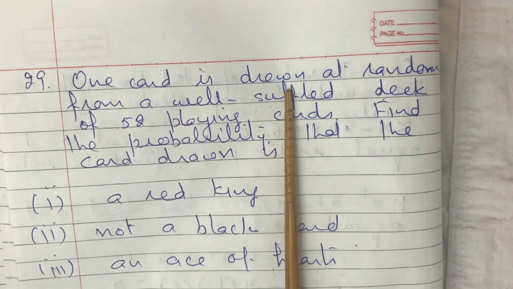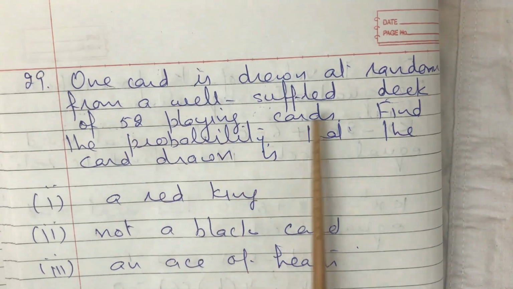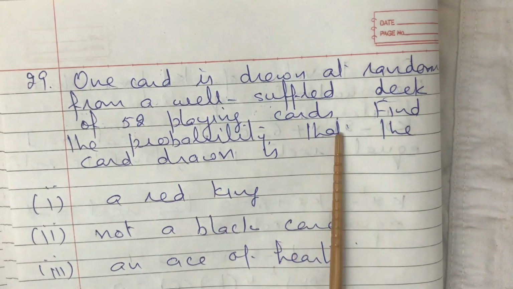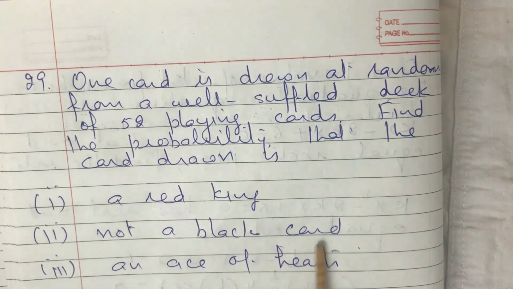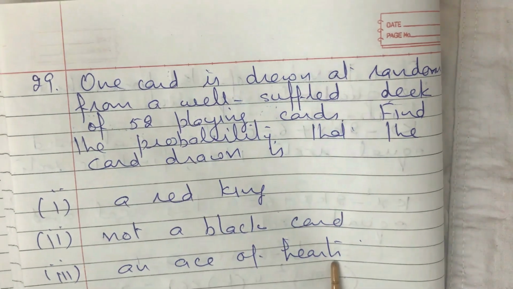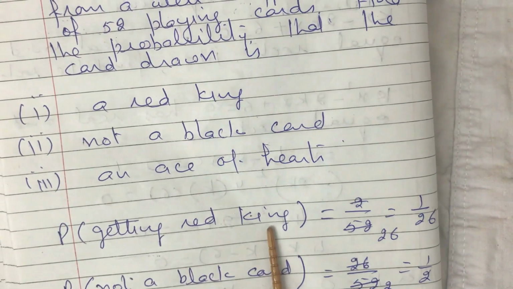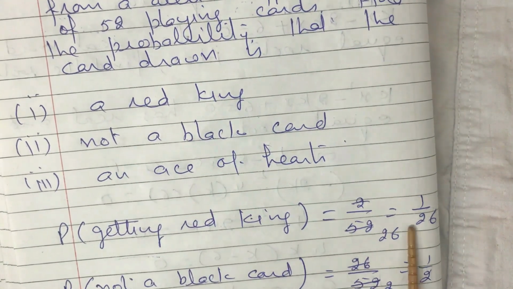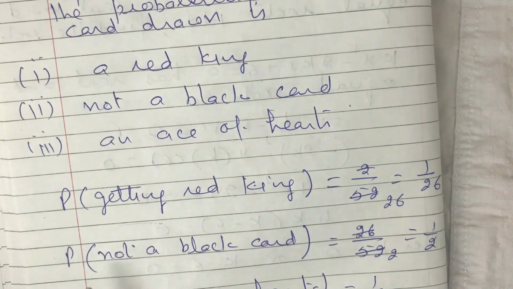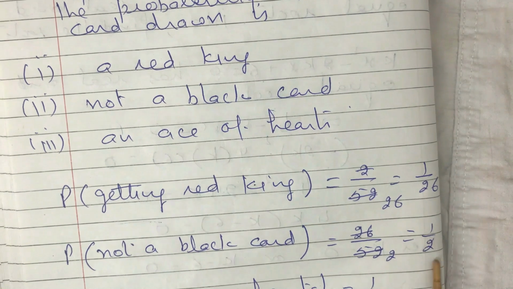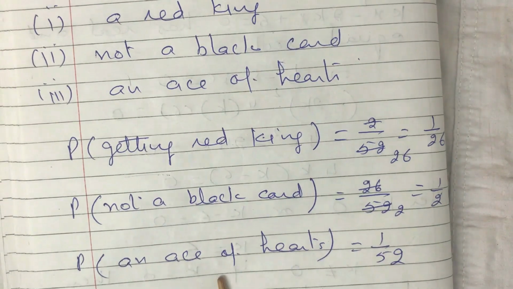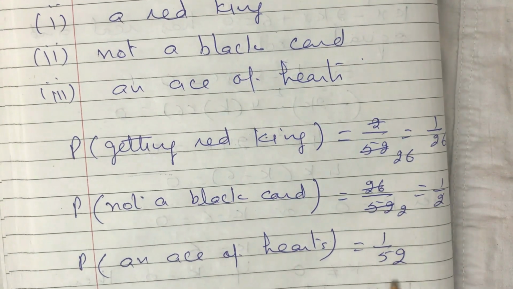One card is drawn at random from the well shuffled deck of 52 playing cards. Find the probability that the card is a red king, not a black card, and ace of heart. Now probability of getting red king, that is 2 by 52, that is 1 by 26. Probability not a black card, that is 26 by 52, that is 1 by 2. And probability an ace of hearts, that is 1 by 52.